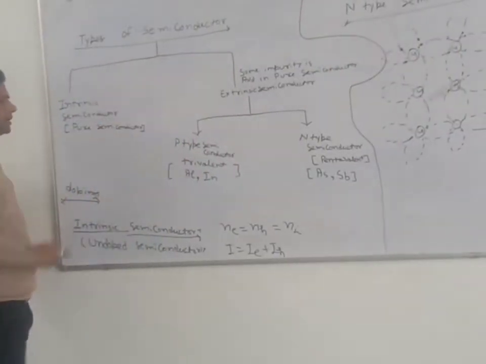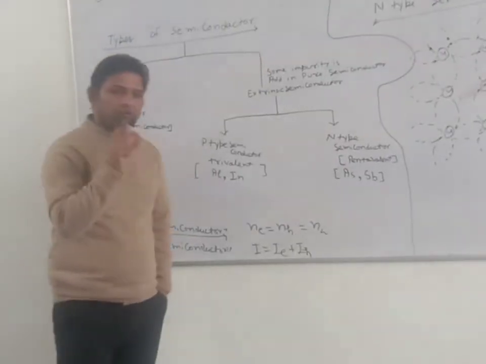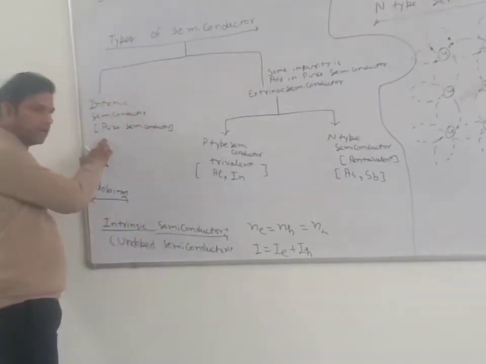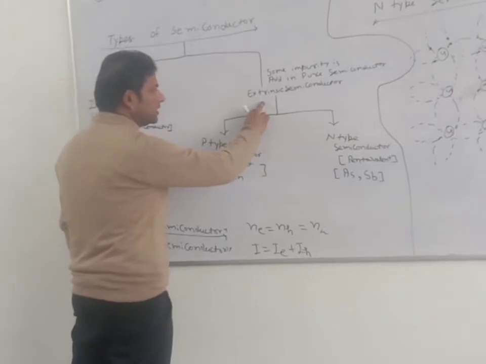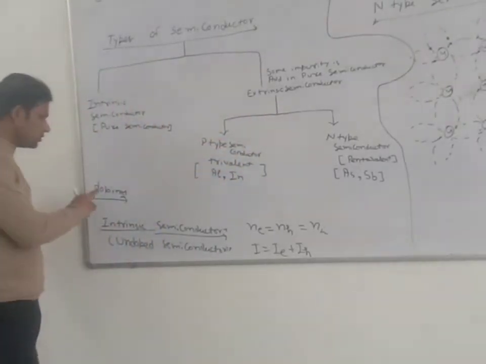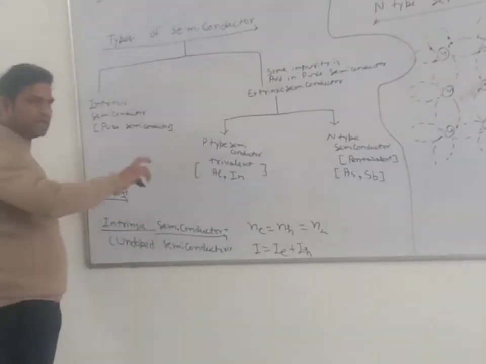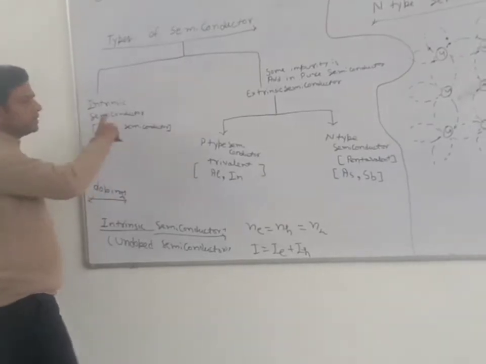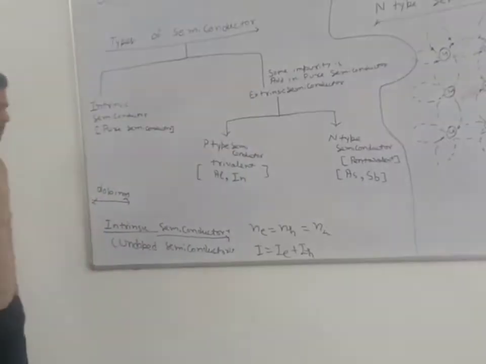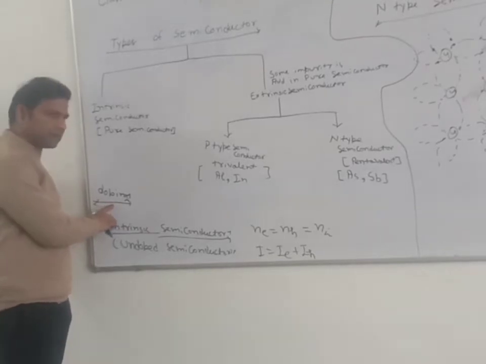Intrinsic semiconductor means pure semiconductor. And extrinsic semiconductor: when we add some impurity in intrinsic semiconductor, then extrinsic semiconductor is formed, and the impurity is known as dopant, and this process is known as doping. Listen again, students. If some impurity is added in intrinsic semiconductor, then extrinsic semiconductor is formed, the name of the impurity is dopant, and the process is known as doping.